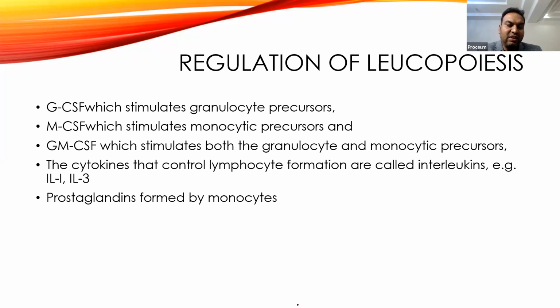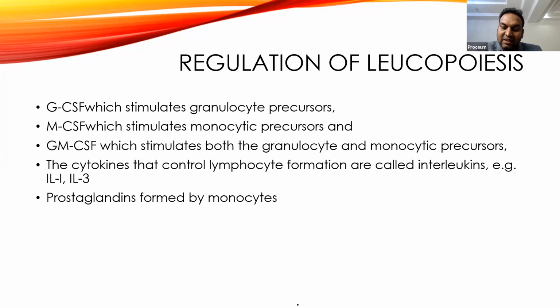stimulate the leukopoiesis are called colony stimulating factors. So colony forming units differentiate the hemopoietic stem cells into different types of cells. The colony stimulating factors stimulate the formation of these cells, and these are called G-CSF, which stimulates granulocyte formation. M-CSF will stimulate the monocyte formation, and GM-CSF will stimulate both granulocyte and monocyte formation.